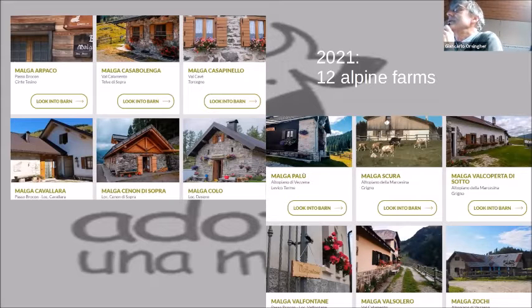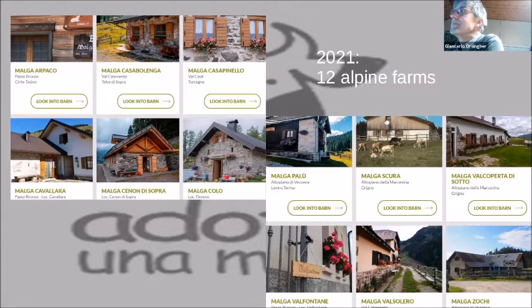As I told previously, in 2021 we have 12 alpine farms involved in the project at the moment. Last year they were 16, and probably this year we will arrive at the same number, because many municipalities that are the property of the alpine farms rent them during the spring. Between March and April, the municipality rents this farm to the private farmers, and so at the moment, for some of them, they don't know who will be the farmers that will go in them.